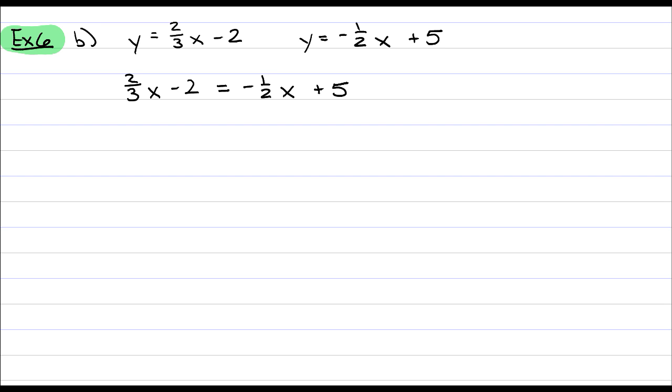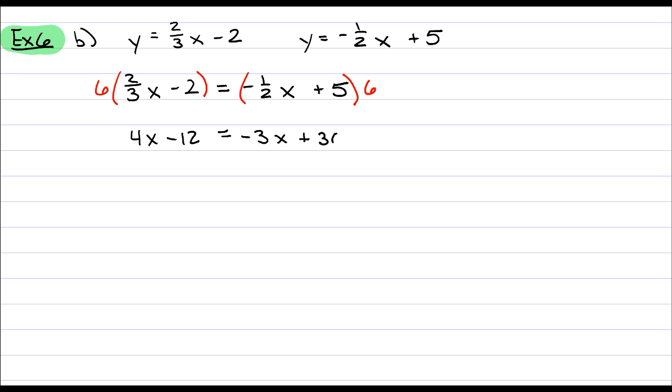Now again, on these types of problems, I like to get rid of all the fractions to begin with. It looks like I can multiply both sides by 6 to get rid of all the fractions. On the left-hand side, I'm going to have 12 over 3 x, or in other words 4x, minus 12. 6 times minus 2 is minus 12, equals. Now on the right-hand side, I have minus 1/2 times 6, that's going to be minus 3x, plus 5 times 6, so that's 30.